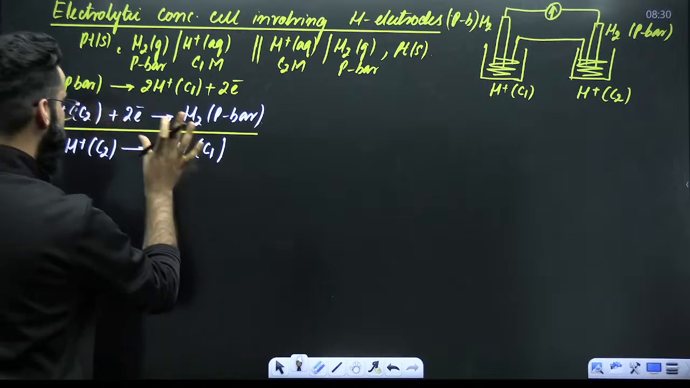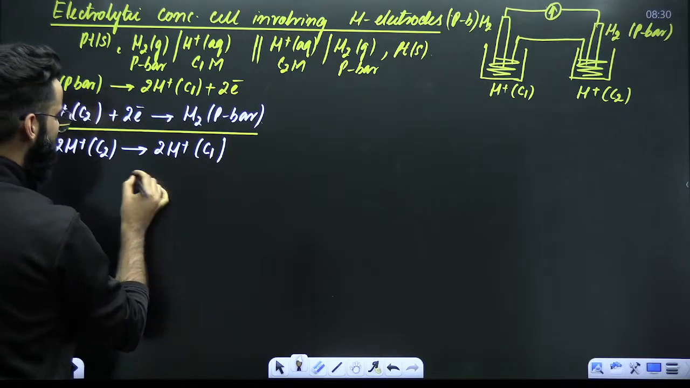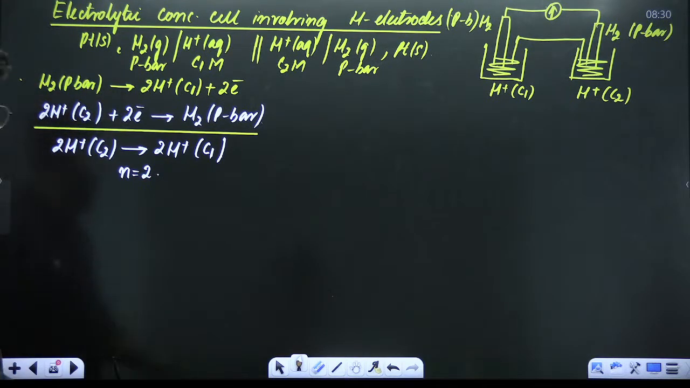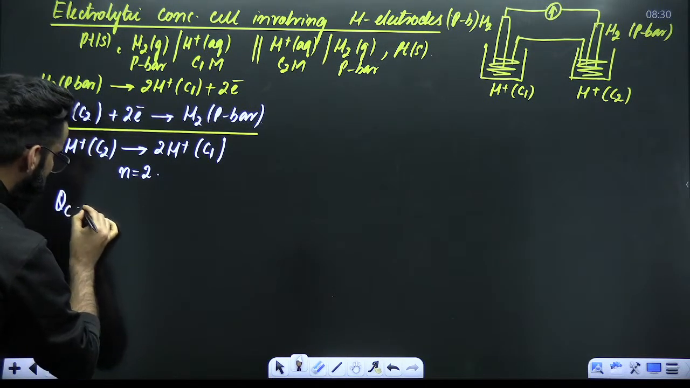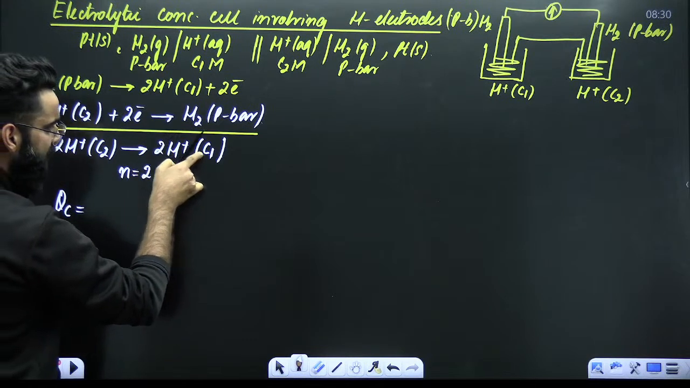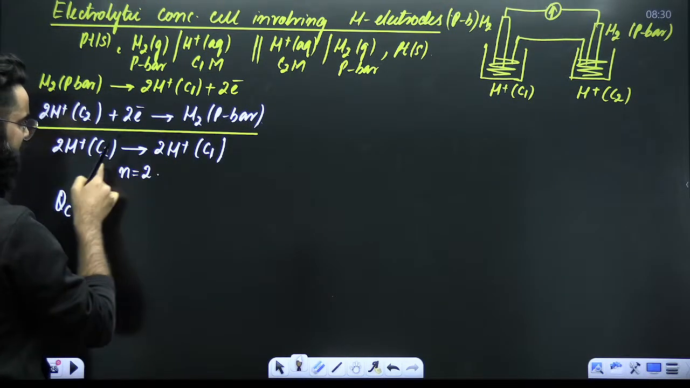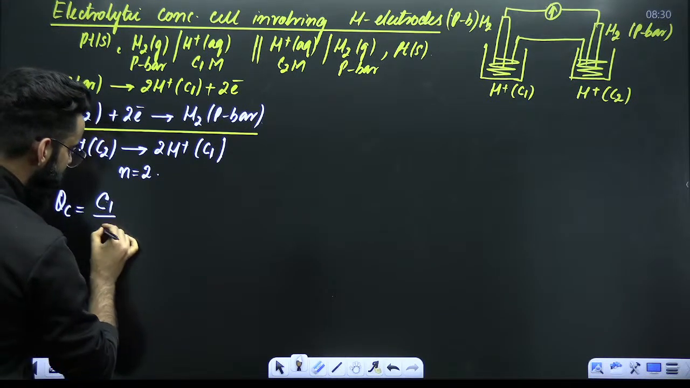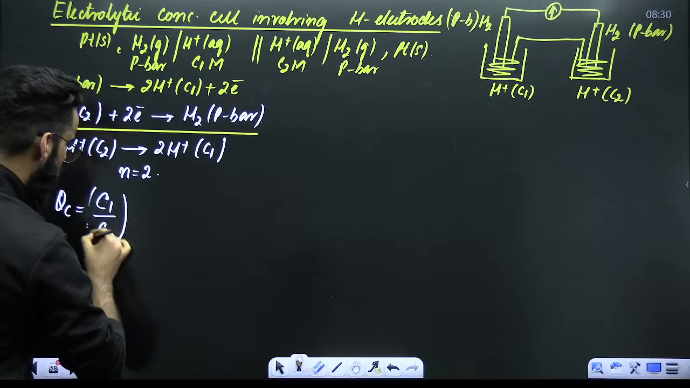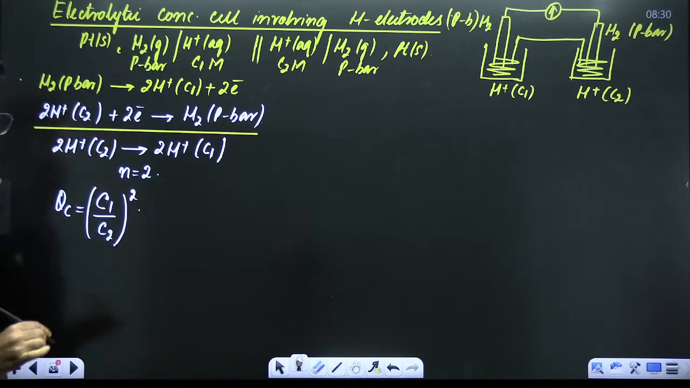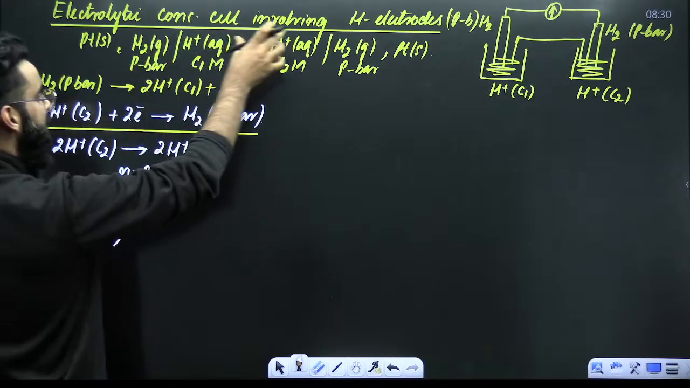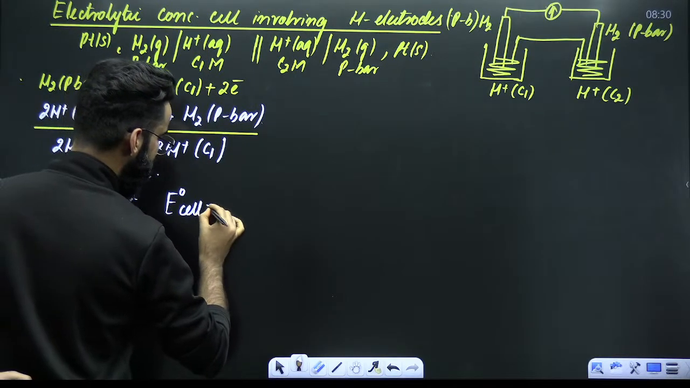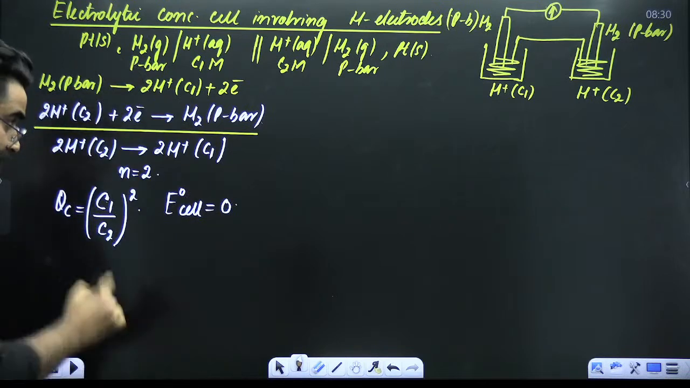In this particular net reaction, if I ask you how many moles of electrons are exchanged in the net cell reaction, you will say N value is equal to 2. If I ask you what about the QC value, QC has to be concentration of H positive, that is C1 raised power 2 divided by C2 raised power 2. So it is C1 divided by C2 whole raised power 2. This is your QC. Since two same electrodes are used, it's a concentration cell. In case of concentration cells, E naught cell value is taken to be 0.